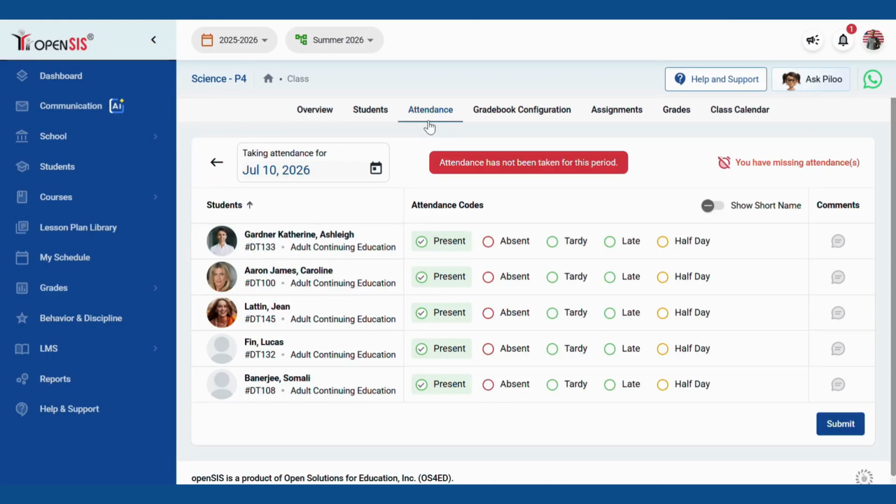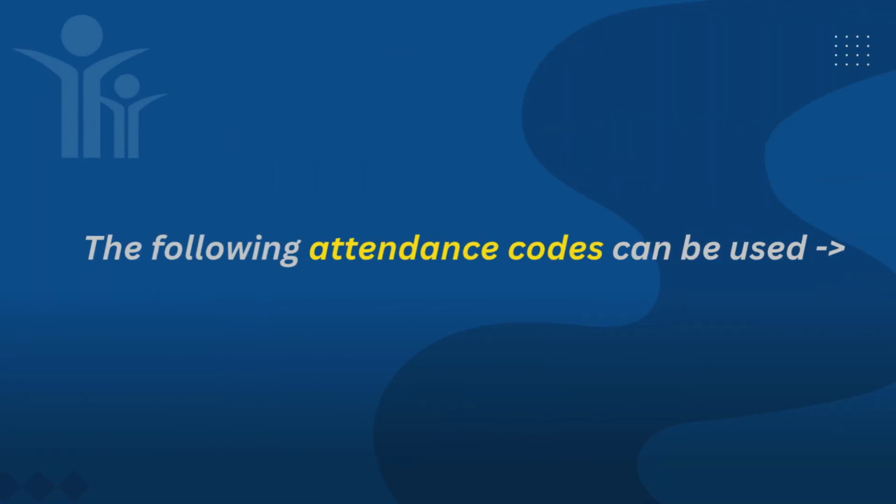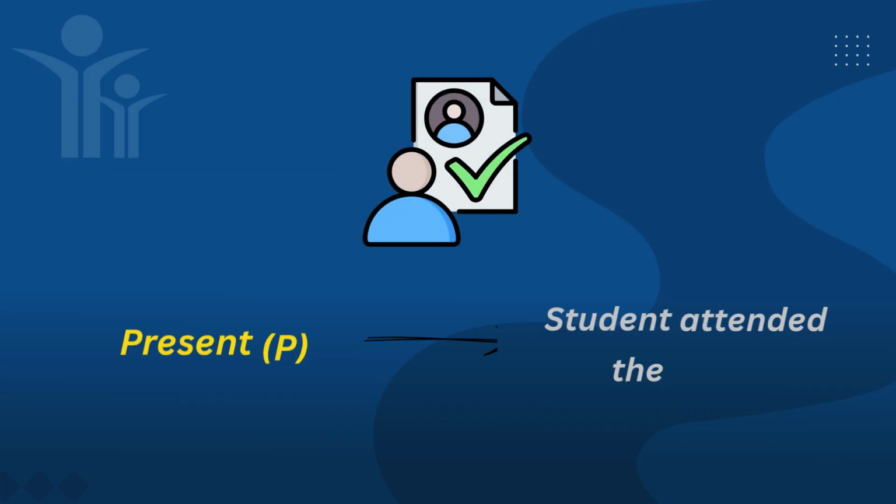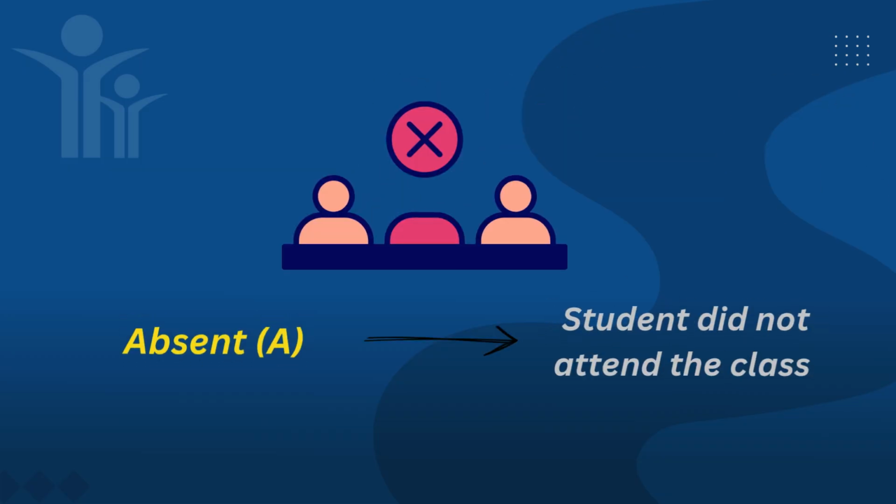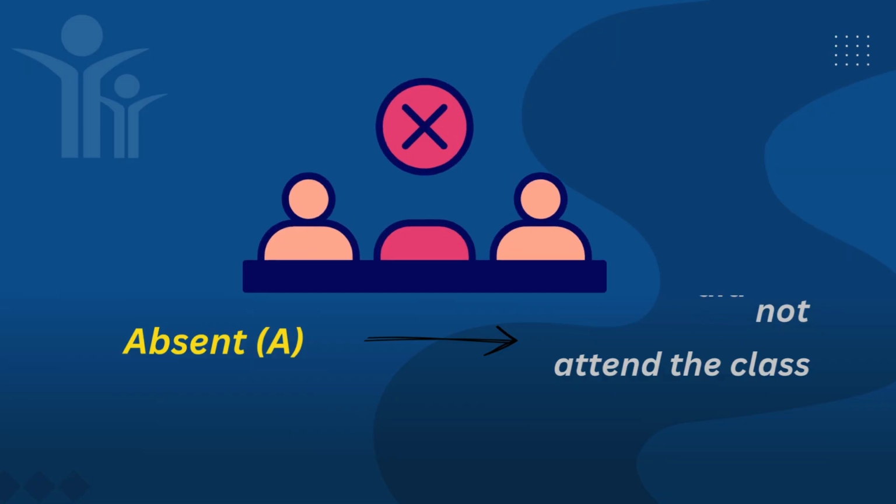This page displays the list of students enrolled in the selected class, along with the attendance options available for each student. The following attendance codes can be used. Present indicates that the student attended the class as scheduled. Absent indicates that the student was not present during the class.